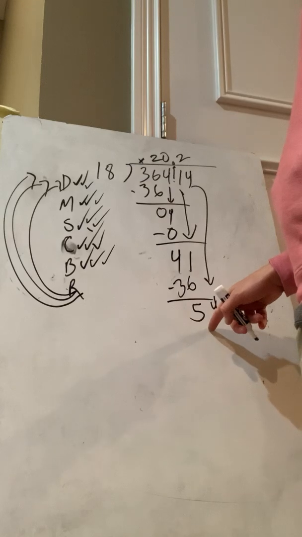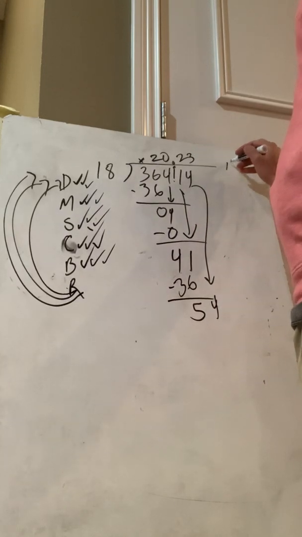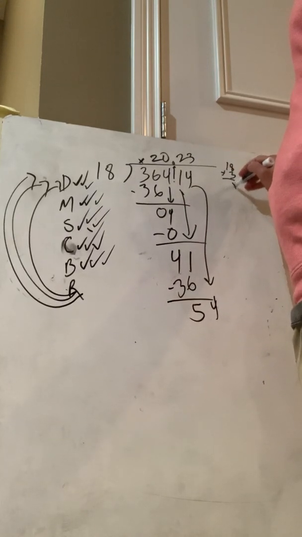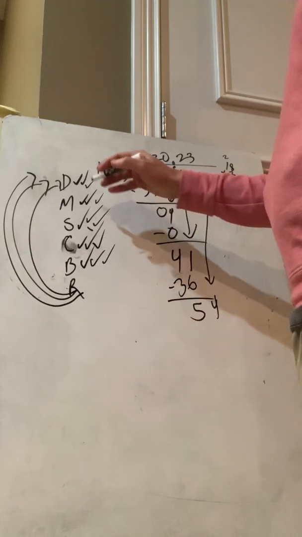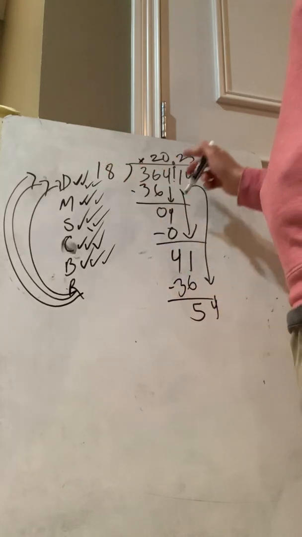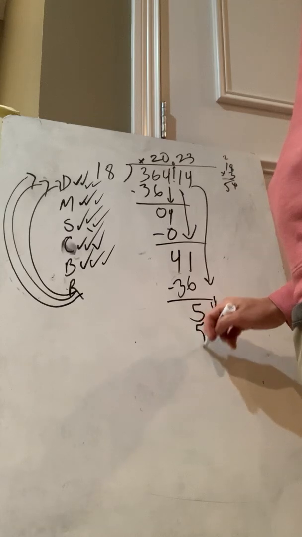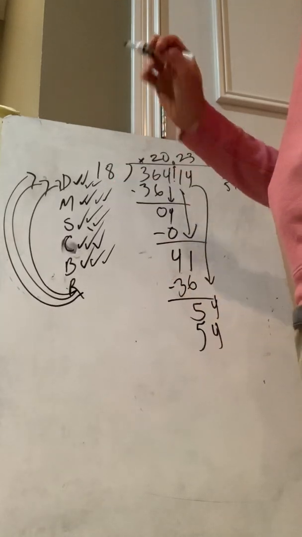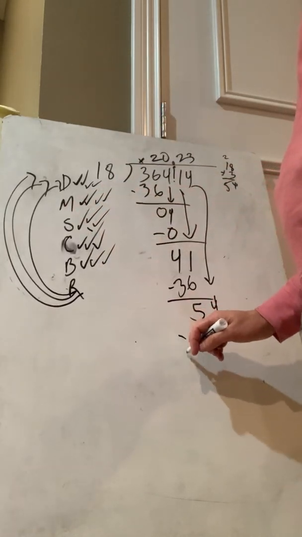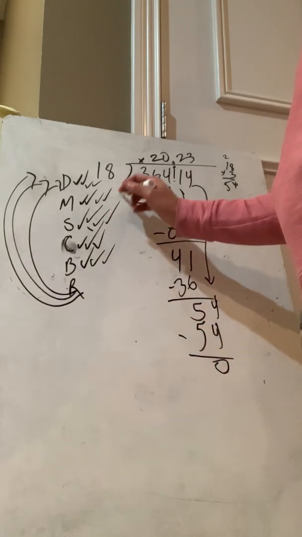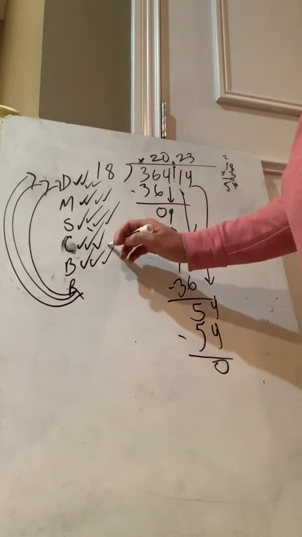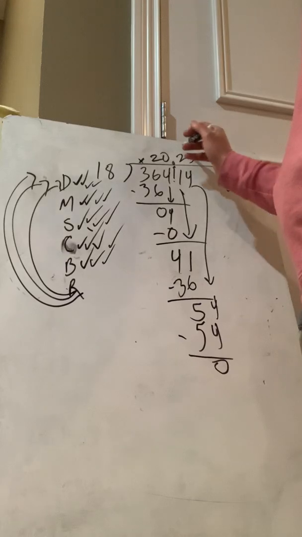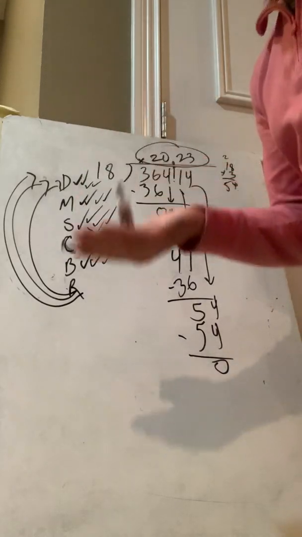18 goes into 54 how many times? 3 times, because 18 times 3 is 54. Check. Multiply. 3 times 18 is 54. Check. It's time to subtract. We get 0. Check. Is 0 less than 18? It is. Check. There's nothing left to bring down, so 20 and 23 hundredths, that's your answer.